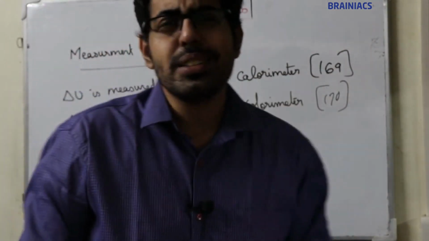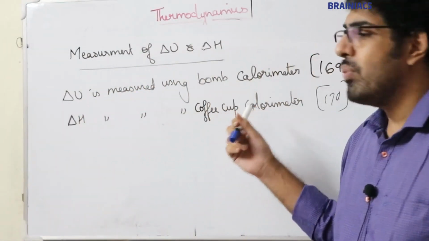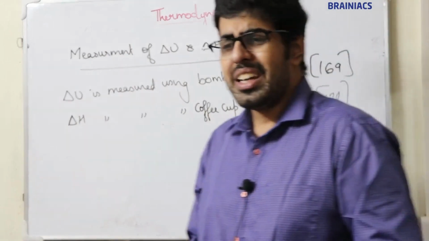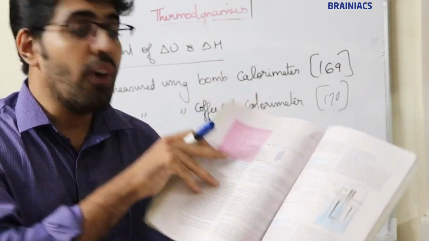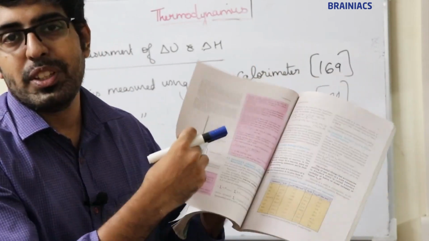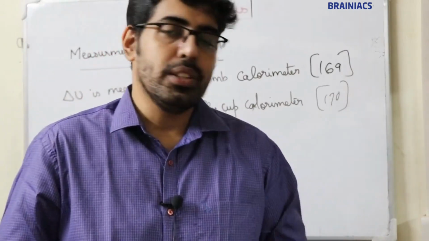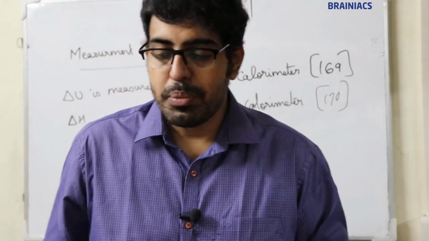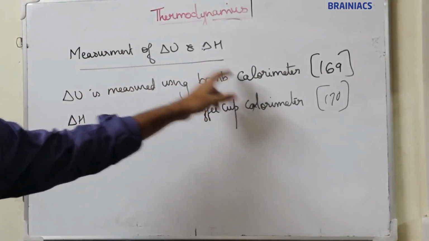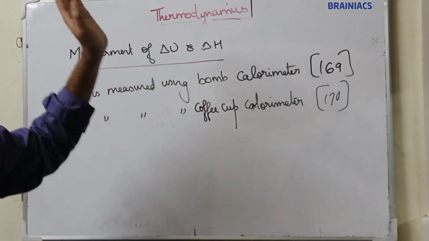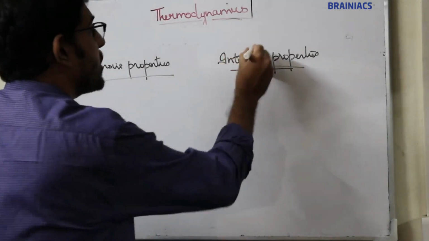So I'm not going to discuss the detailed working principle of bomb calorimeter and coffee cup calorimeter, because from a chemistry point of view it is not important. I think it's clear. So two instruments used to measure delta U and delta H: delta U is measured using a bomb calorimeter and delta H is measured using a coffee cup calorimeter. I think it's clear. So moving on to the next one, that is extensive and intensive.